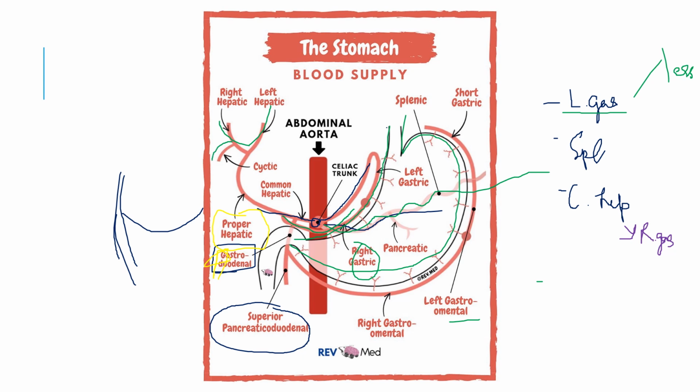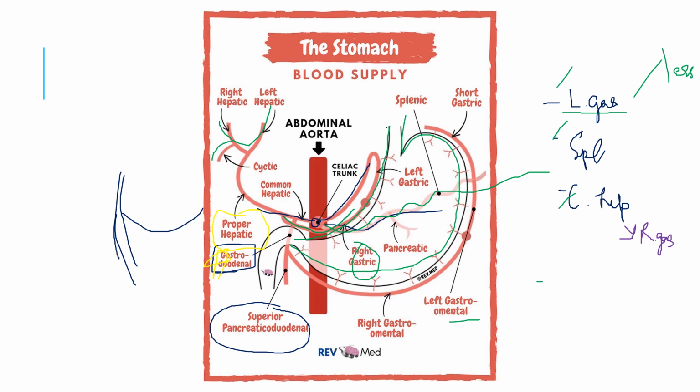So in short, the foregut is supplied by the celiac trunk. The celiac trunk has three main branches: left gastric, splenic, and common hepatic. Left gastric supplies the lesser curvature. Also there is a right gastric which comes from the common hepatic. The splenic supplies the spleen. It gives off a pancreatic branch. It gives off a left gastroepiploic branch which supplies the greater curvature of the stomach.